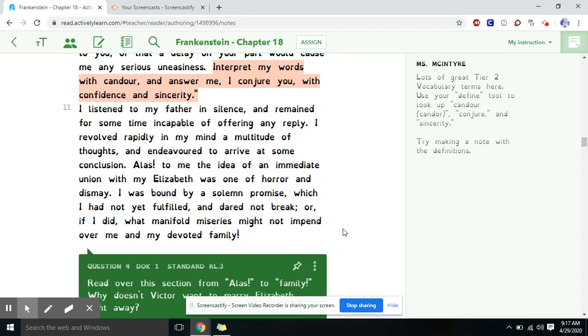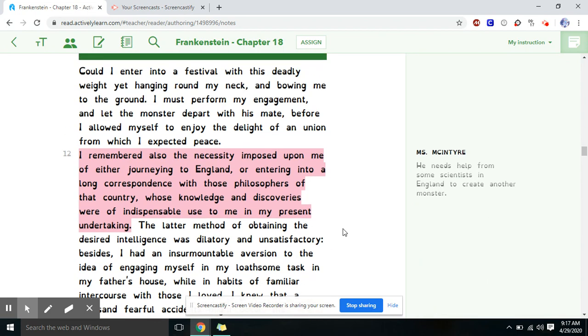I listened to my father in silence, and remained for some time incapable of offering any reply. I resolved rapidly in my mind a multitude of thoughts, and endeavored to arrive at some conclusion. Alas! To me the idea of an immediate union with my Elizabeth was one of horror and dismay. I was bound by a solemn promise, which I had not yet fulfilled and dared not break. Or if I did, what manifold miseries might not impend over me and my devoted family? Could I enter into a festival with this deadly weight hanging round my neck and bowing me to the ground?